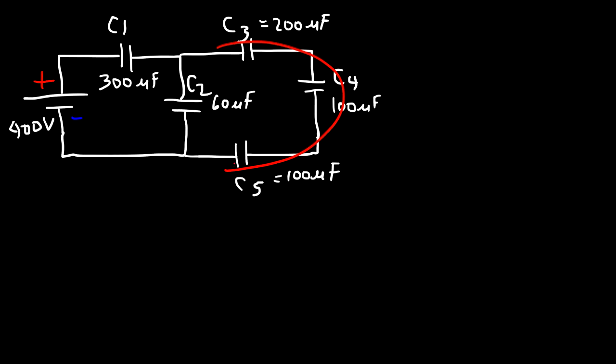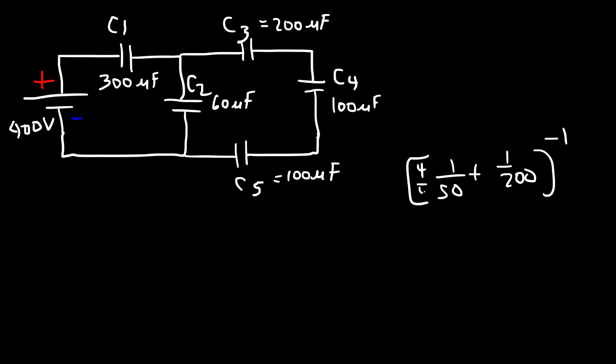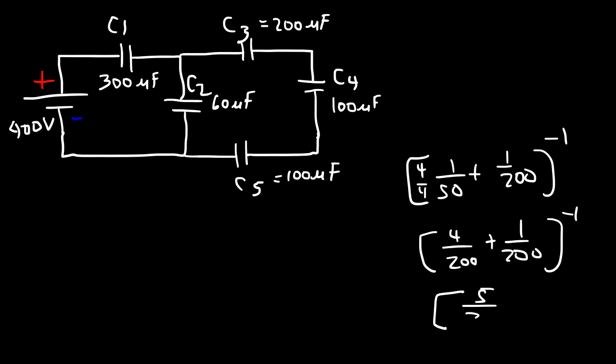So let's focus on this network because we have 3 capacitors in series. These 2 are in series, and so the equivalent capacitance of that will be 50. And the 50 capacitor is in series with a 200. To calculate the equivalent capacitance of that, it's going to be 1 over 50 plus 1 over 200. Now let's multiply this by 4 over 4. So it becomes 4 over 200 plus 1 over 200. 4 plus 1 is 5, so it's 5 over 200. And if we flip it, it becomes 200 over 5, which is 40.